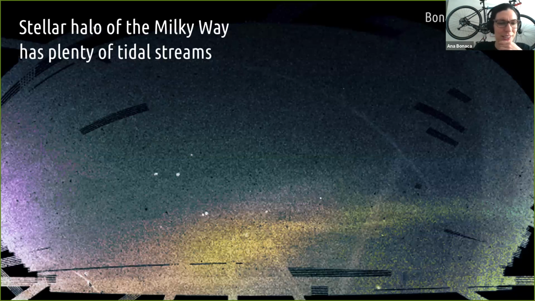So here's the stream, the cluster, and the stream follows neatly along. But you can see that this is just one of the many structures that are present in this image. There's a bunch of bound clusters and dwarf galaxies still surviving in the halo, but the image is really dominated by this very wide stellar stream coming off from the Sagittarius dwarf galaxy.